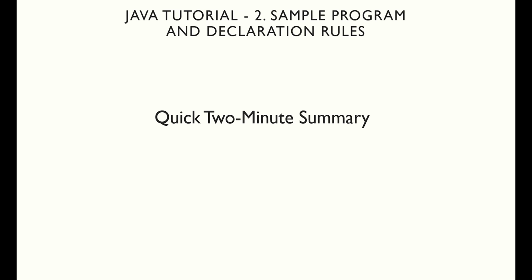Source file declaration rules. The name of the file must match the name of the public class. There can be only one public class per source file. If present, the package statement should be the first line. Then the import statement, and then the class declaration, and many other rules.